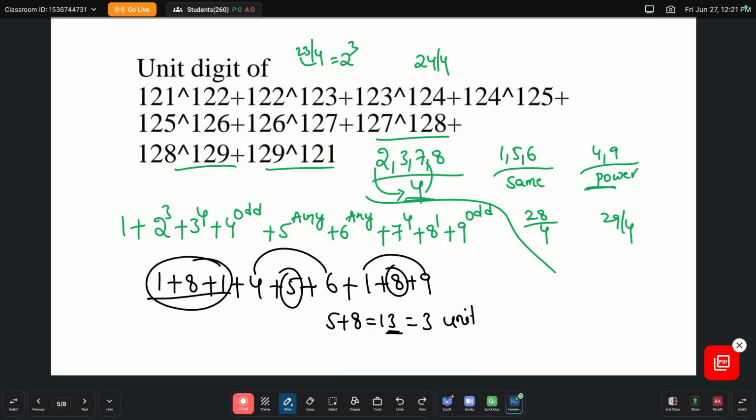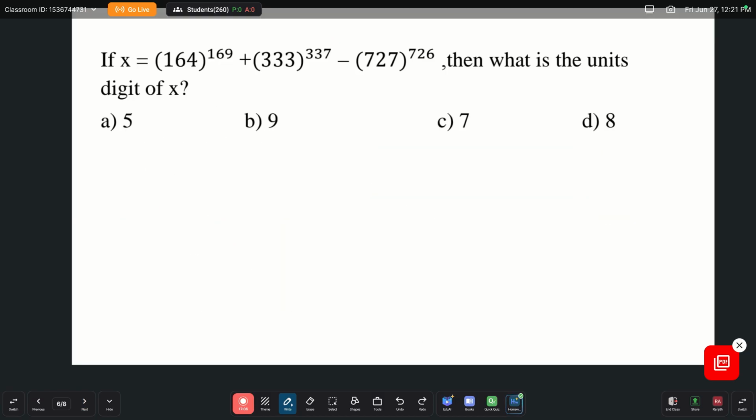So we need to add all the values. Sum of 1 plus 8 plus 1 equal to 10. So 4 plus 6 is 10. We are cancelling 10 and 10. So 1 plus 9 is also 10. We are left with 5 plus 8. 5 plus 8 equal to 13. Out of 13, 3 is the units place.